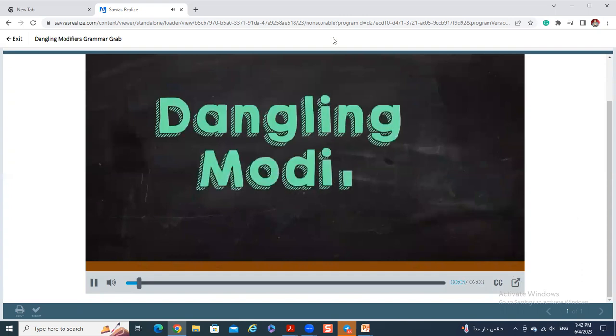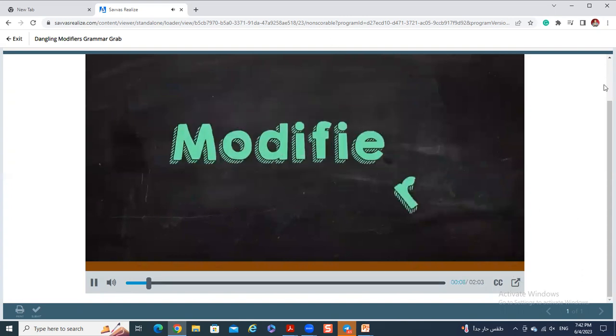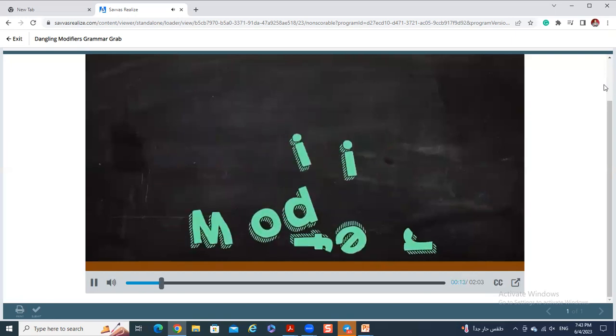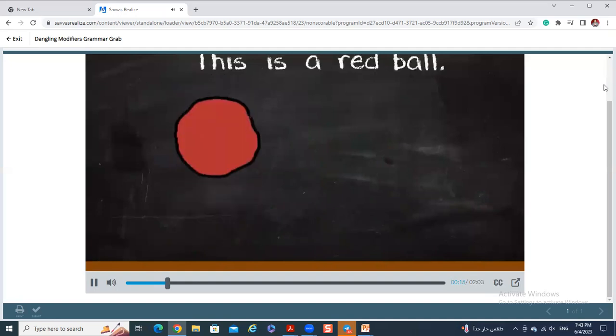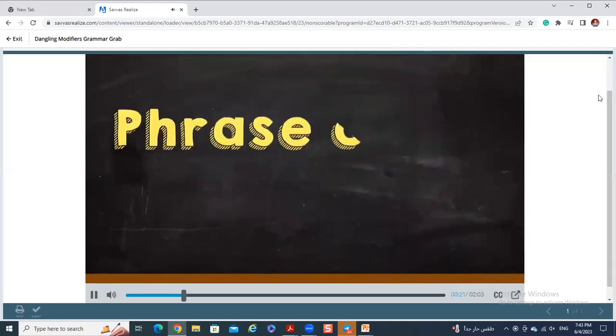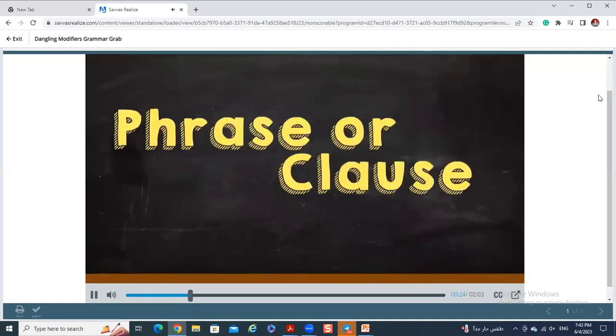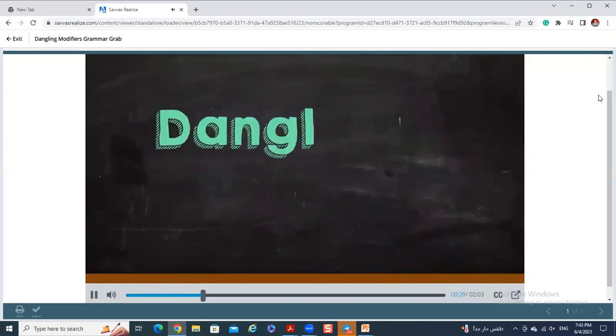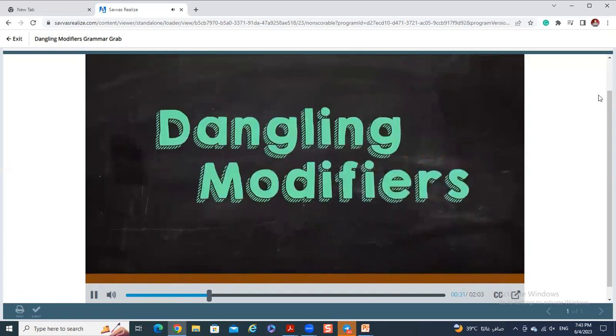Dangling modifiers. A modifier is a word or phrase that describes something in a sentence. It can be as simple as an adjective. This is a red ball. Red is the modifier of ball, and it can be a phrase or clause. The rapidly flowing waters carried it away. Okay, so what's this dangling thing all about? A dangling modifier is a phrase or word at the beginning of a sentence that unintentionally points to the wrong word in an independent clause.